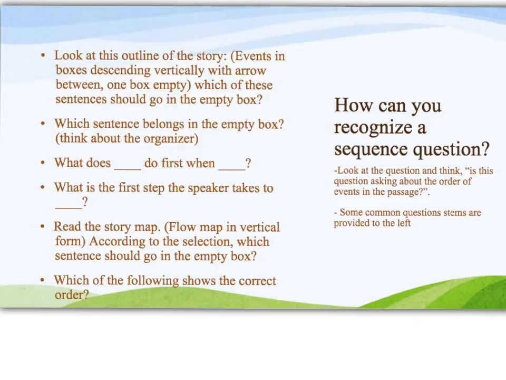How can you recognize a sequence question? Look at the question and think, is this question asking me about the order of events in the passage? Some common question stems are provided to the left. Take a second, pause the video, and read through them.